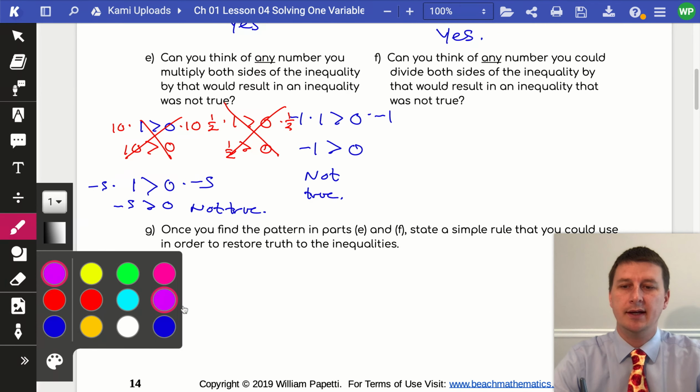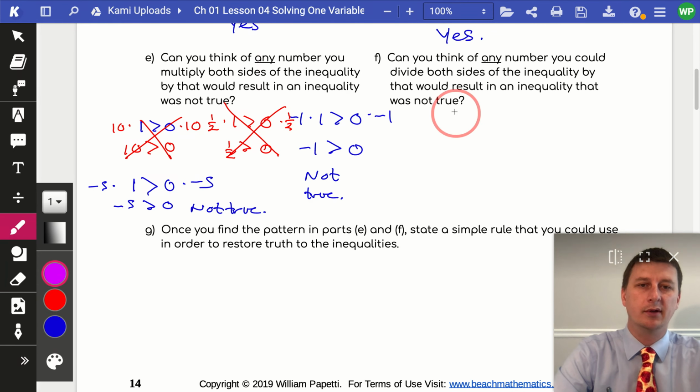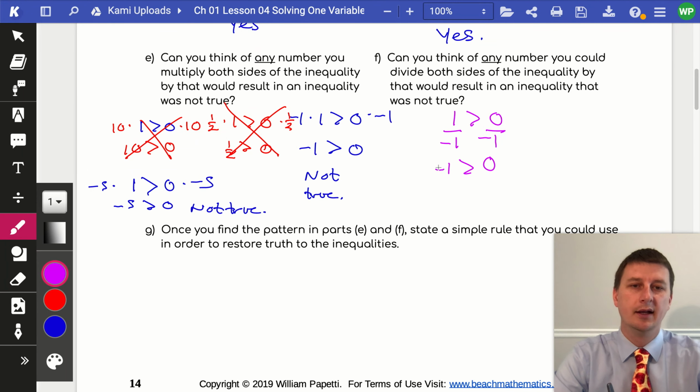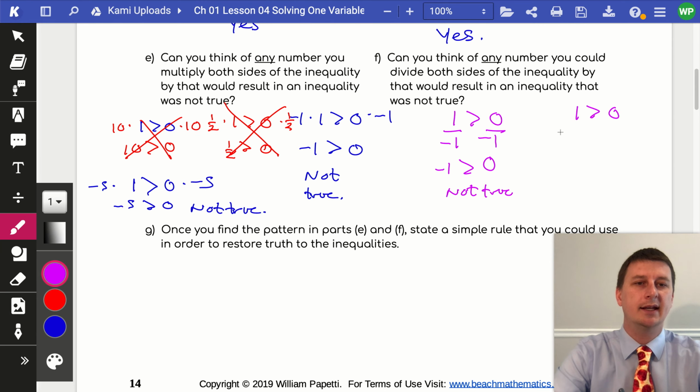So again, let's go ahead and try a negative number. Let's start off with 1 greater than 0, and let's divide both sides by negative 1. And we'll get 1 divided by negative 1 is negative 1, is greater than 0. Voila, look at that. We are not true here. And again, we could try this as many times as we want with any negative number. We could divide by negative 4 on both sides, and we'll get negative 1/4 is greater than 0. That's not true either because negative 1/4 is actually less than 0.